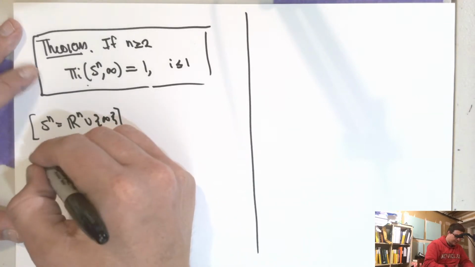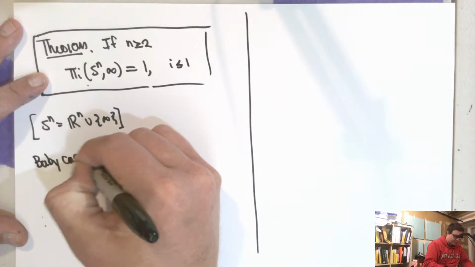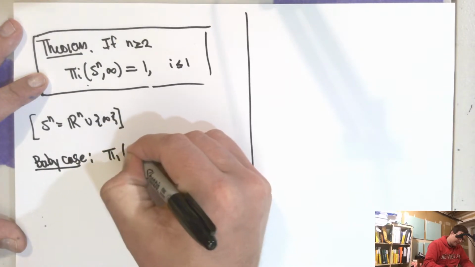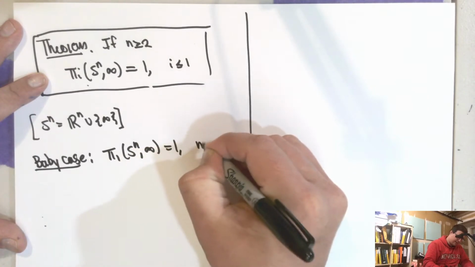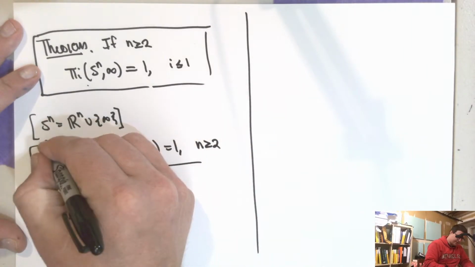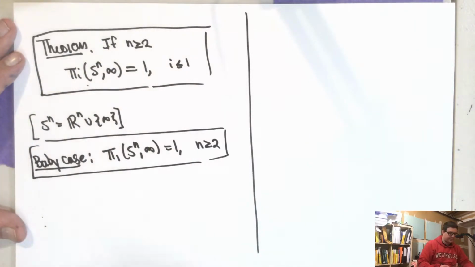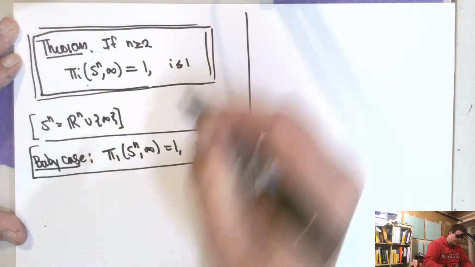So the baby case, which is really the proof in the main case, is that we're going to prove that pi_1 of S^n is equal to 1 for n greater than or equal to 2. This is the main case that we want to show, and then this will actually be the base case for an inductive proof here. So what's the proof?